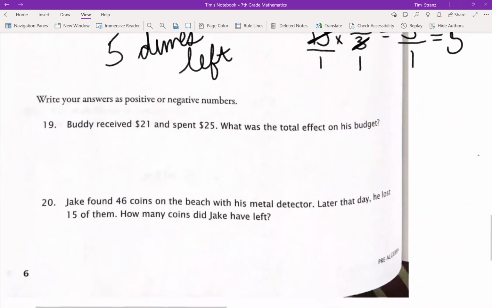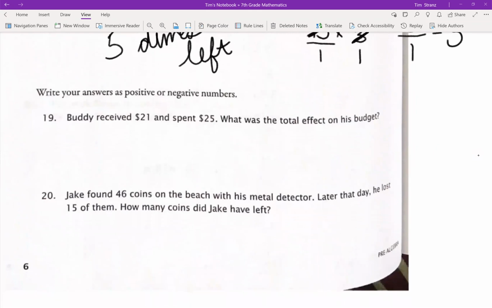Okay, number 19. Buddy received $21 and he spent 25. What was the total effect, right? So if he received something, you're getting something, right? So you're getting a positive $21. But then he spent $25. Okay, so 21 minus 25 is going to give us a negative $4 on his budget.